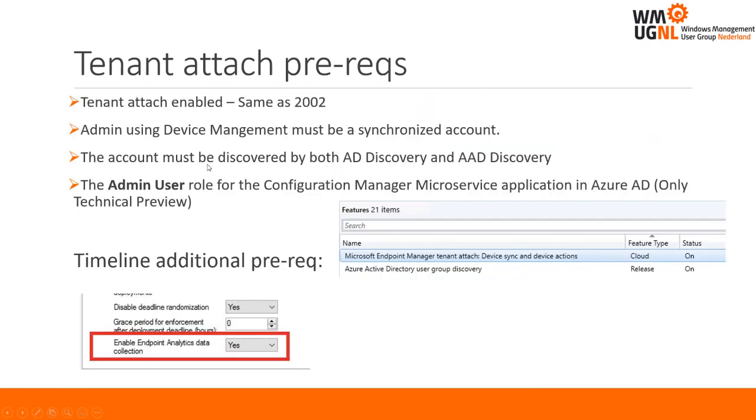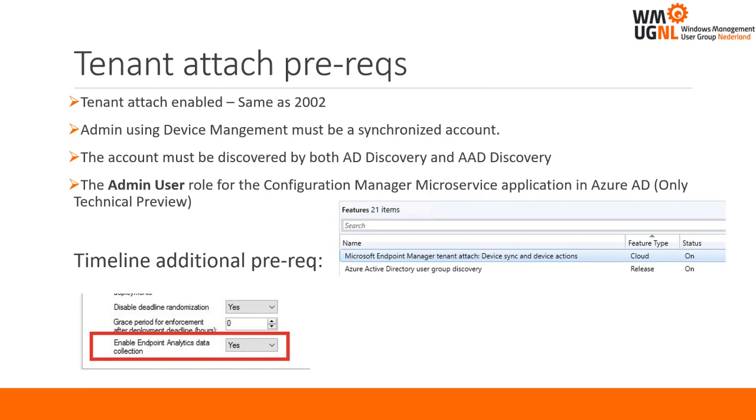So let's look at Tenant Attach. It's the same pre-reqs as in 2002. That was making it easy for me, right? So basically we need to turn on the feature, Microsoft Endpoint Tenant Attach, device sync and device actions. And then when we've done that, we simply just make sure that we fulfill the rest of the part, that our admins using the device management portal must be synchronized accounts, and the accounts must be discovered both by AAD discovery and AD discovery to make sure that they have the correct permissions.